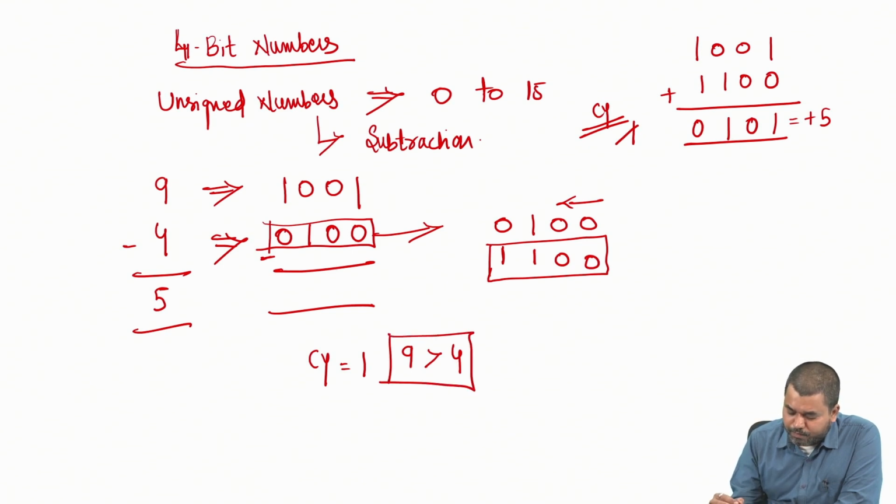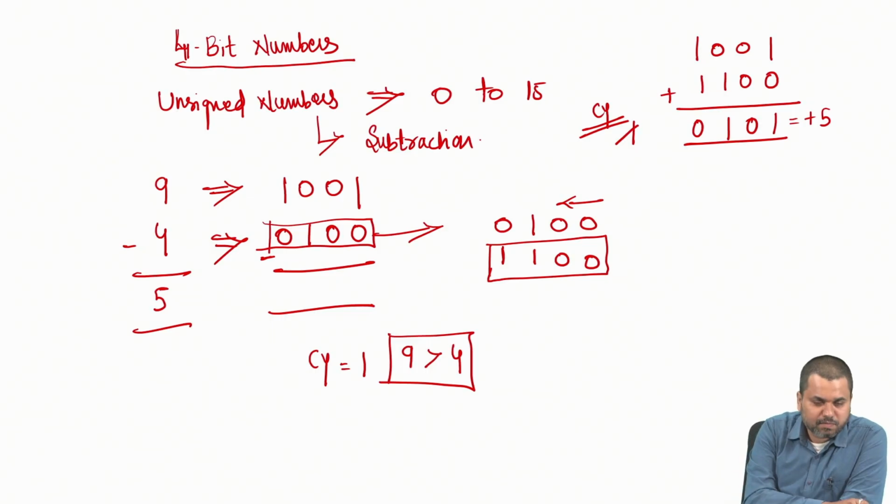If we perform unsigned subtraction using 2's complement addition for unsigned numbers, then if we get an end carry, we can tell that the first number is greater than the second number. So this is one of the results. Let us do the next thing.